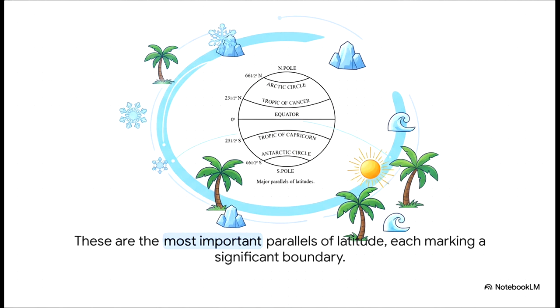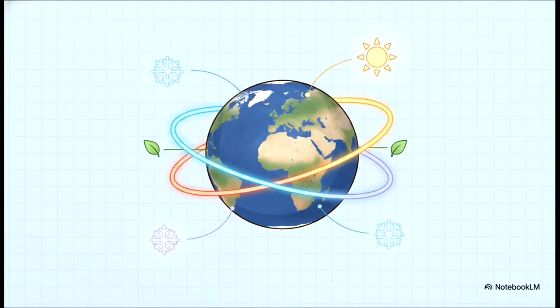Okay, now take a look at this. This right here is basically our roadmap, because out of all those latitude lines, there are five that are really important, and I mean crucial. They're not just some random lines on a map. Each one marks a major boundary that defines our world's geography and, get ready for it, its climate. So let's meet the key players.